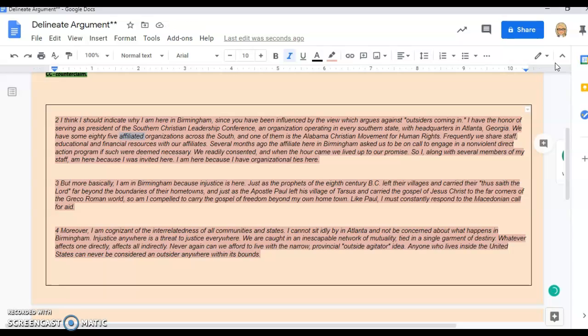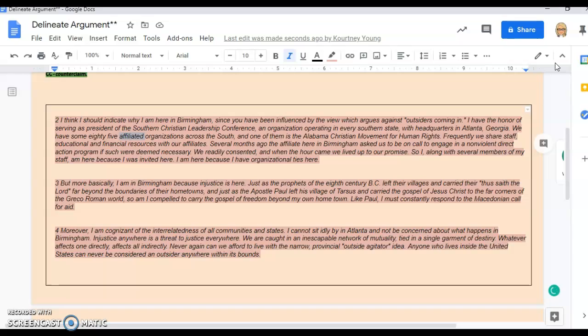"85 affiliated organizations across the South, and one of them is the Alabama Christian Movement for Human Rights. Frequently, we share staff, educational, and financial resources with our affiliates. Several months ago, the affiliate here in Birmingham asked us to be on call to engage in a nonviolent direct action program if such were deemed necessary. We readily consented, and when the hour came, we lived up to our promise. So I, along with several members of my staff, am here because I was invited here. I am here because I have organizational ties here."